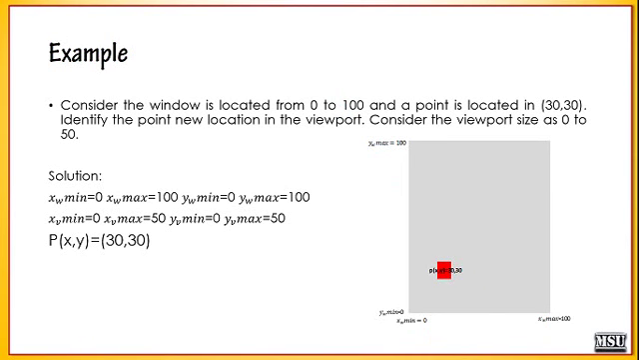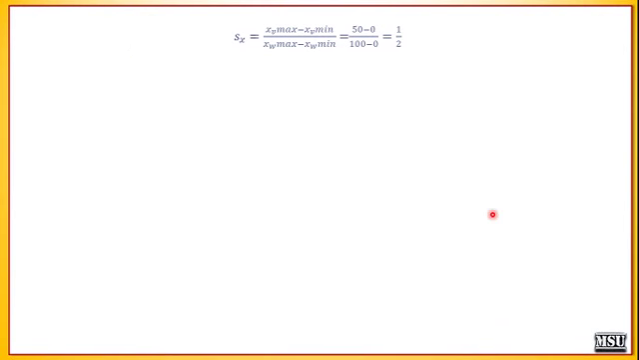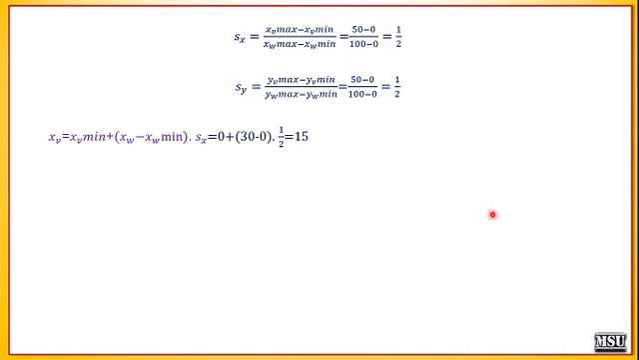So let us substitute the formula. We know the formula for sx. The window size is 100 and the viewport size is 50, so it is reduced by half. So the scaling factor in the x axis is 1 by 2, and the scaling factor in the y axis is also 1 by 2. So we will identify xv. Substituting the formula, we get the value as 50, and yv also 50.